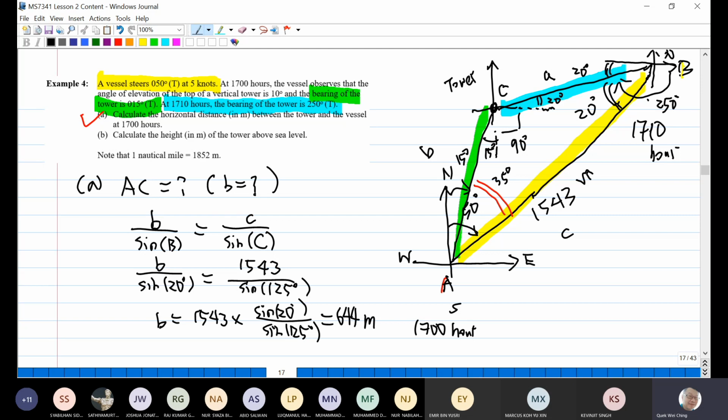So I know the AC is 644 now, okay? Then I want to find out the height of the tower. Second part now. So I move on to find the height of the tower.